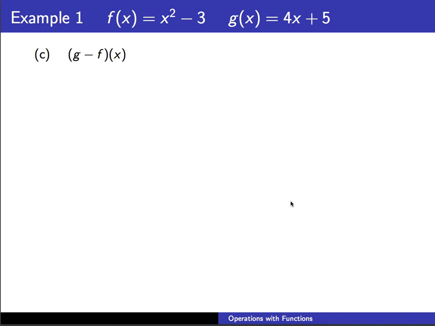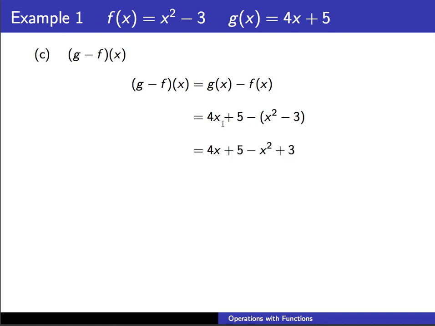Part C, g minus f of x. So that's g of x minus f of x. So we're going to switch the order here from the last example. So now the 4x plus 5, and then minus, in parentheses, for f of x, the x squared minus 3. So distributing this negative through, we get 4x plus 5, and then minus x squared plus 3. So now combining our like terms, we get negative x squared plus 4x plus 8, which, if you go back and look at the answer to the last problem, is the opposite of f minus g. So f minus g was x squared minus 4x minus 8. G minus f is negative x squared plus 4x plus 8.